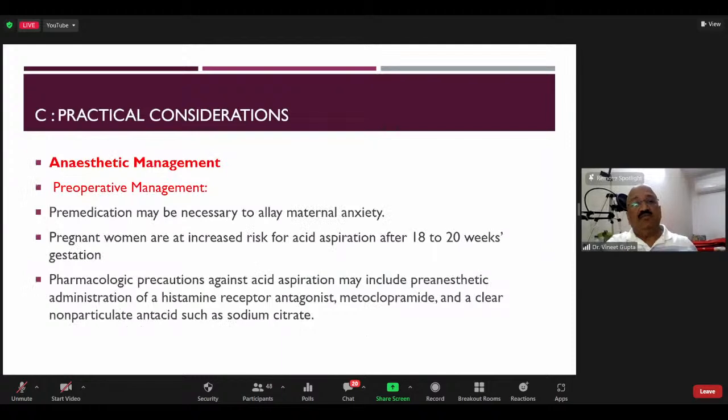Then anesthetic management, preoperative management: medication may be necessary to allay maternal anxiety. Actually, if you convince and talk to the patient for a good 5 to 10 minutes, you need not give any sedative or anti-anxiety drug like midazolam. Pregnant women are at increased risk for acid aspiration after 18 to 20 weeks of gestation. Pharmacological precautions against acid aspiration may include pre-anesthetic administration of a histamine receptor antagonist, metoclopramide 10 mg IV, and a clear non-particulate antacid such as sodium citrate.